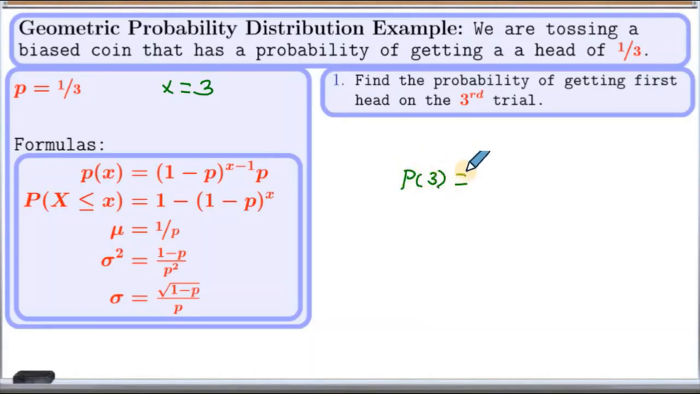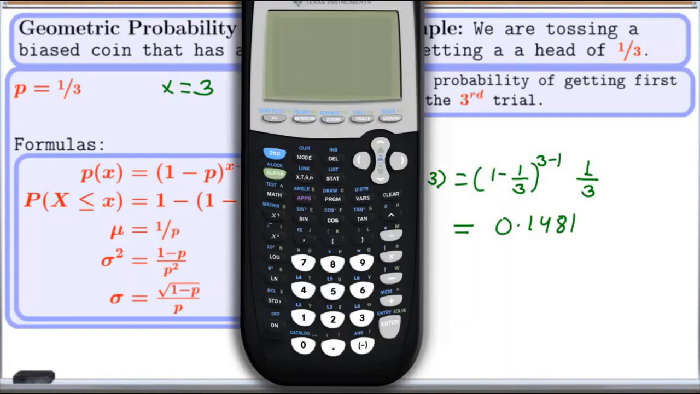probability of 3 equals 1 minus 1 over 3, to the power 3 minus 1, times 1 over 3. Now you can put this in a calculator. From calculator, this whole thing comes out to be 0.1481.